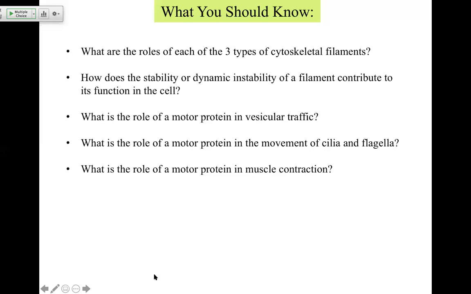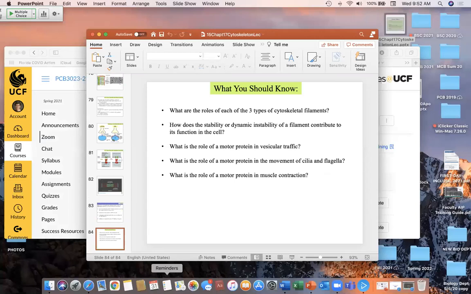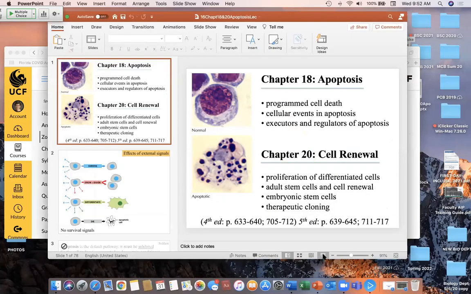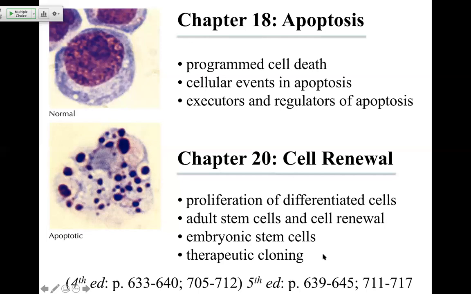So I'm going to close this one down, and we're going to move on to a different topic in our cells. We're going to move on to apoptosis. In this chapter, I'm combining concepts from both the process of cell death as well as the process of cell renewal, right? Both contribute to homeostasis of a multicellular organism.